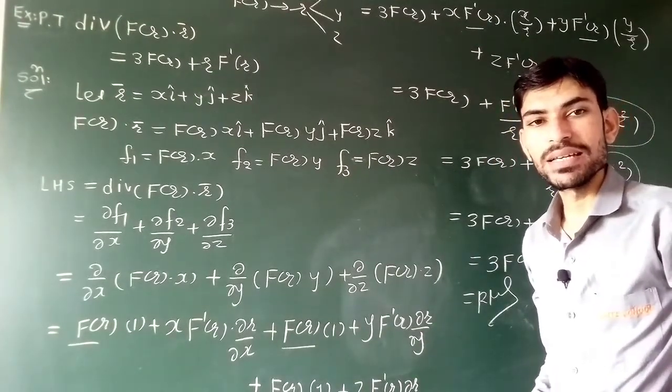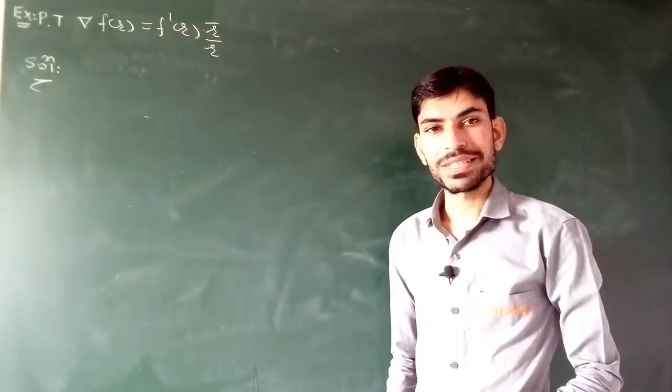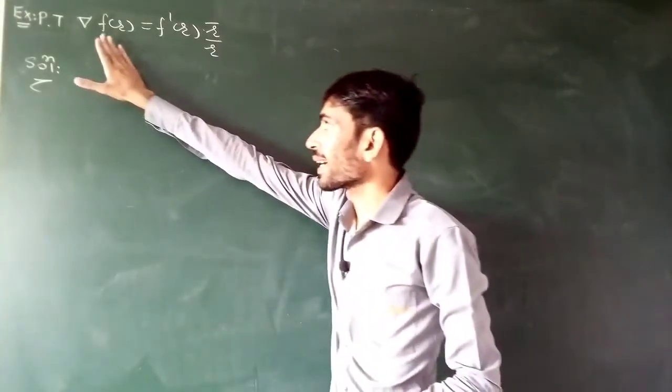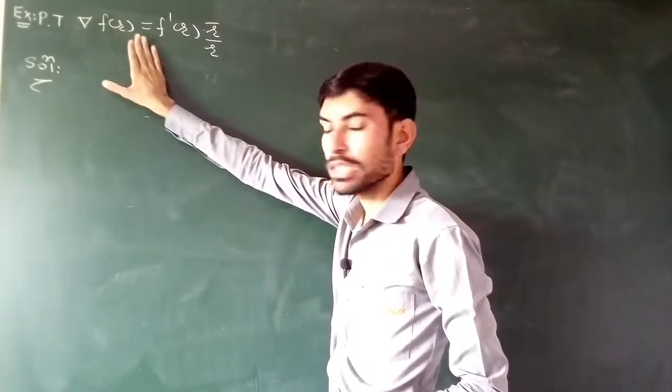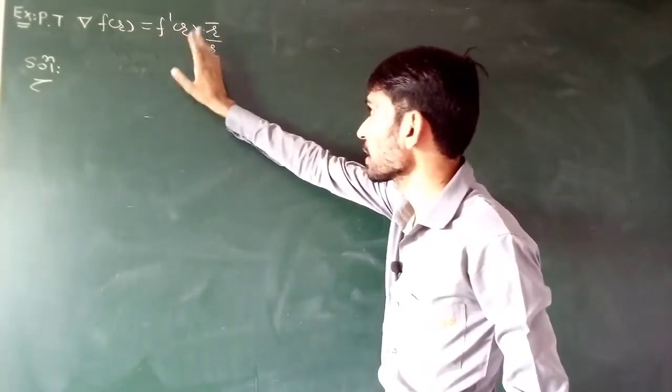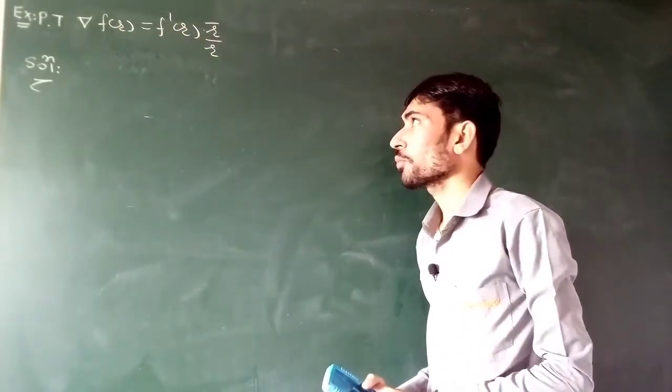Now we see the next one. Our second result is to prove that the gradient of f of r is equal to f dash r dot product with the vector r bar upon r. So the proof is very easy.